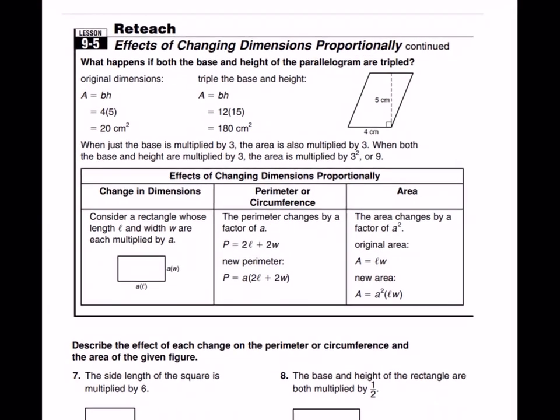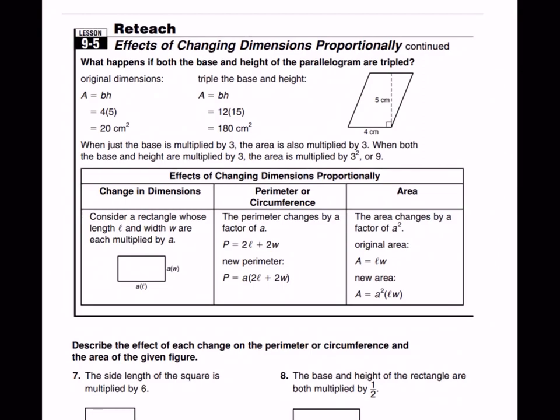Okay, so this is part two of the effects of changing dimensions proportionally notes. In the previous video, we just did some examples. We looked at what happens when one dimension is changed and how it affects the area. This time we're going to look at what happens when both are changed. With number 6 in the previous video, we had the circle. We only changed r, and yet our area was not changed by the same scale factor. So we're going to break this down a little more in this second part.